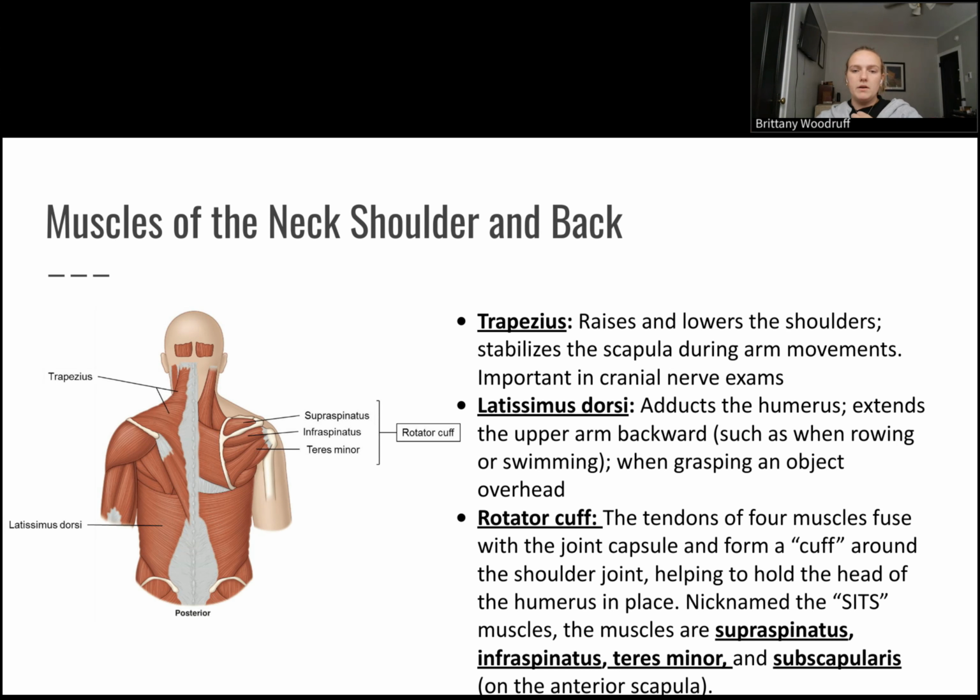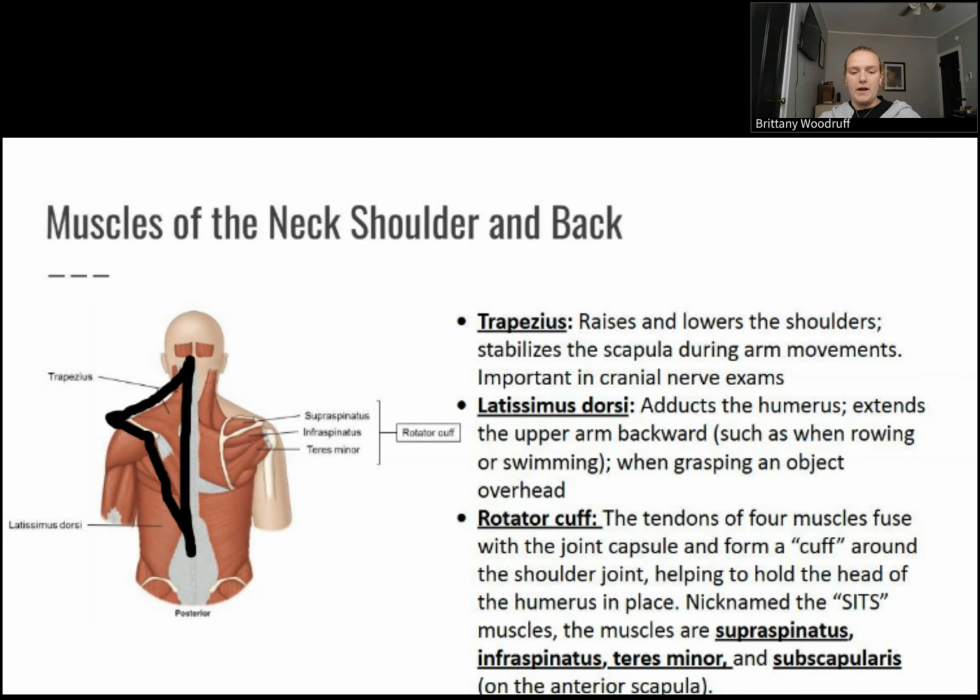So moving on, you have muscles of the neck, shoulder, and back. Starting with your trapezius. Your trapezius is this really big trapezoid shaped muscle, hence why it's called trapezius, and it takes up this whole area on your back here. Okay, and so on the other side also.